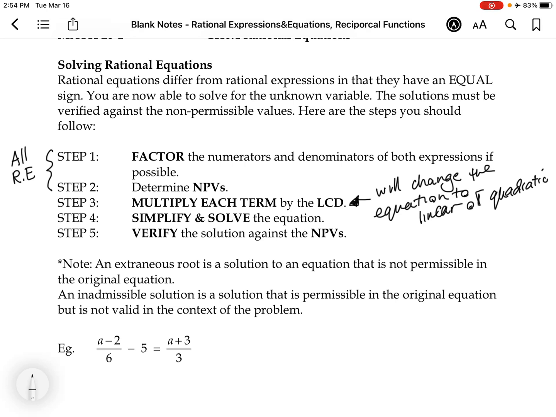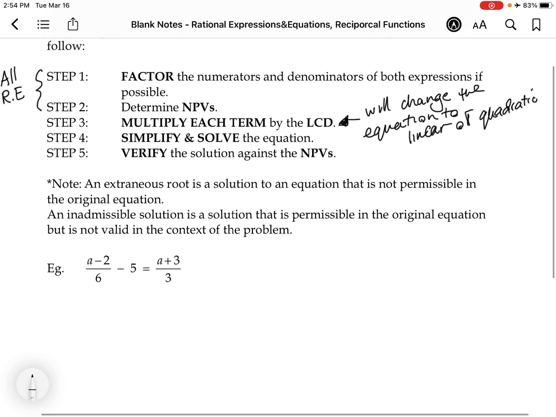Okay, what we have to think about though is this. Linear and quadratic equations do not have any restrictions on what the solutions can be. And so when we solve this resulting linear or quadratic equation, once we eliminate this LCD, we may get a solution that happens to be a non-permissible value. And if we get a solution that's a non-permissible value, we have to throw it out.